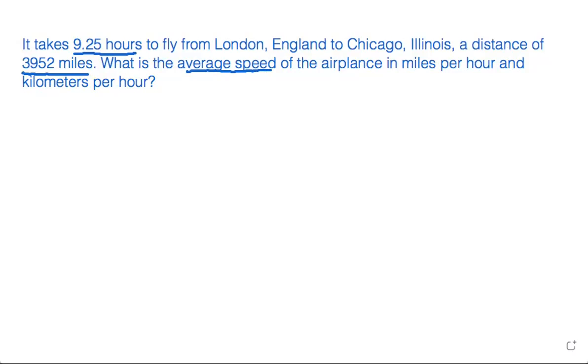So first of all, if we're looking for average speed, we need a formula for average speed. So that is average speed is equal to total distance over time.